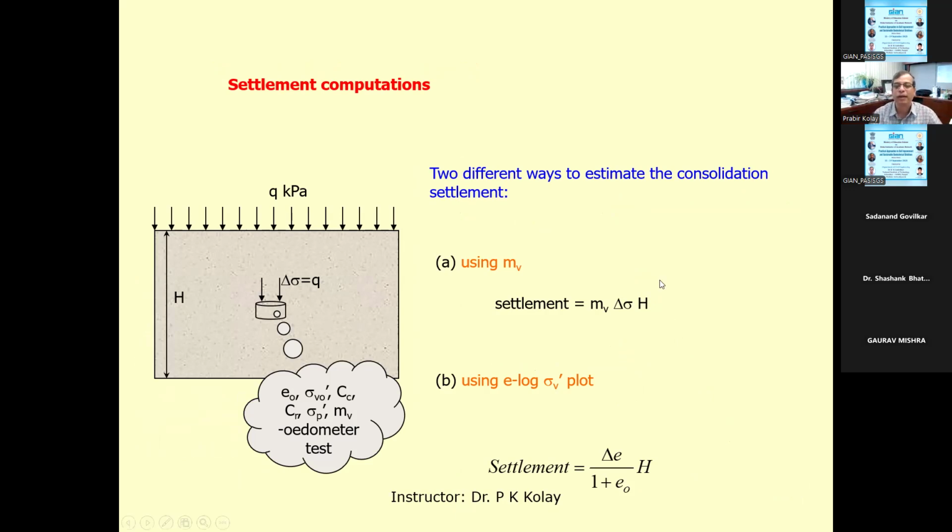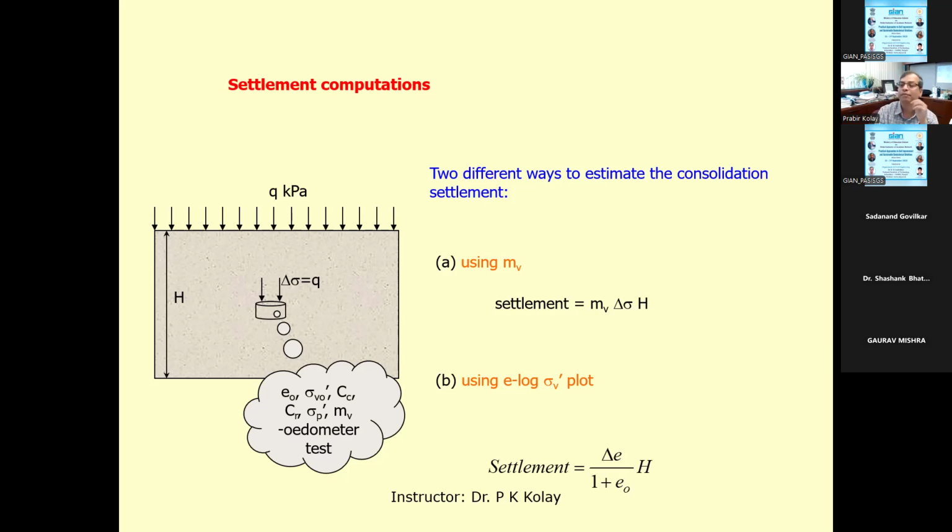The settlement. If you know the mv, the coefficient of volume compressibility, then you know the pressure change. You know the height of the clay, so you can find the settlement. You can also calculate it from the change in void ratio over the original void ratio, and if you know the height, then you can calculate the settlement.